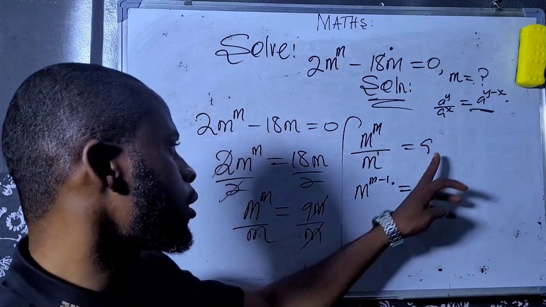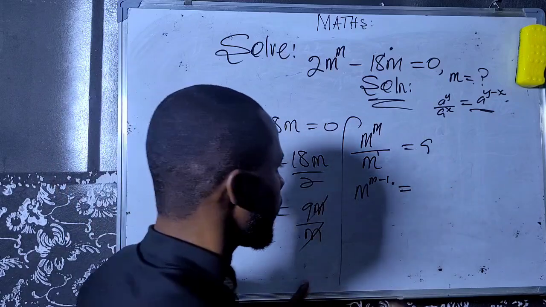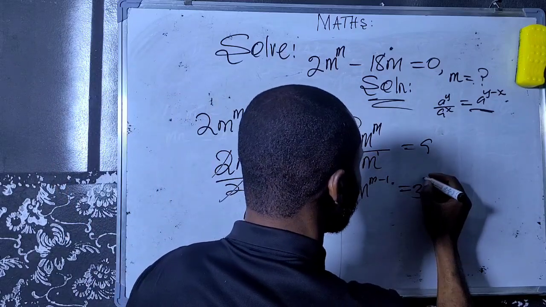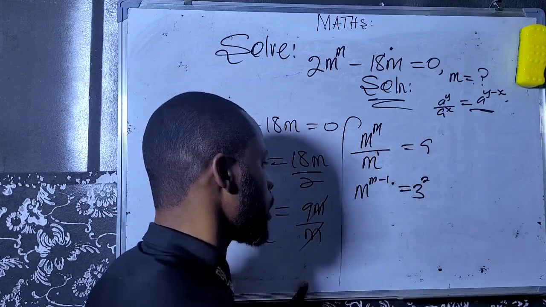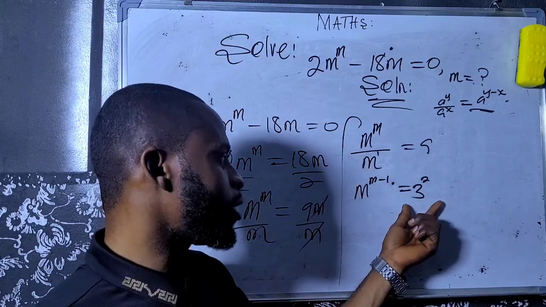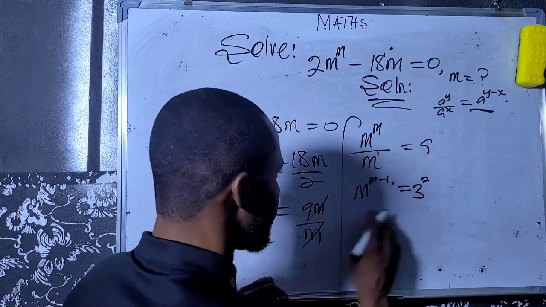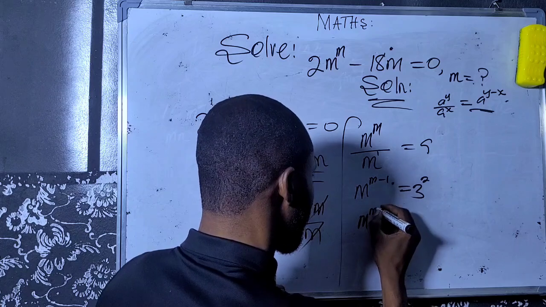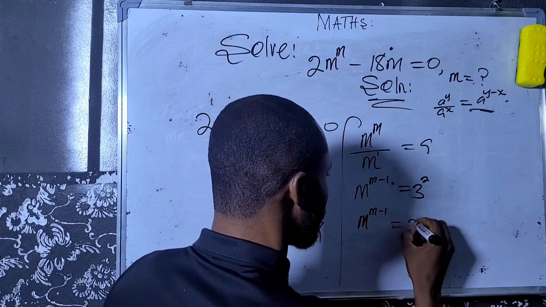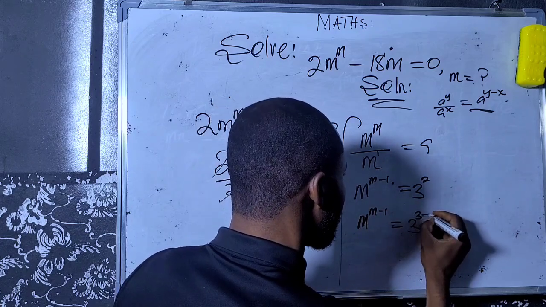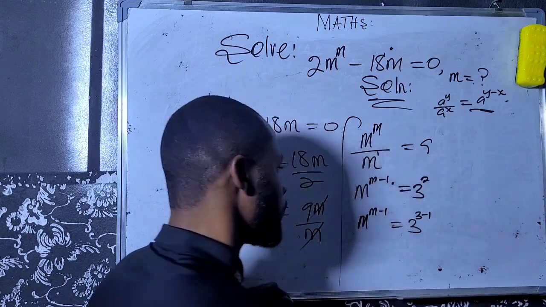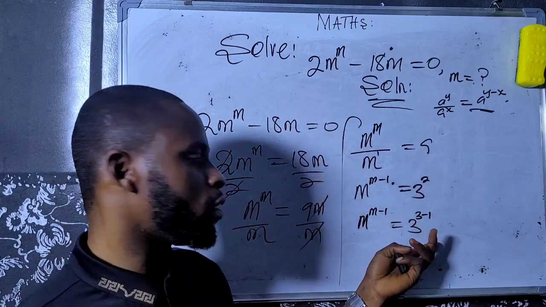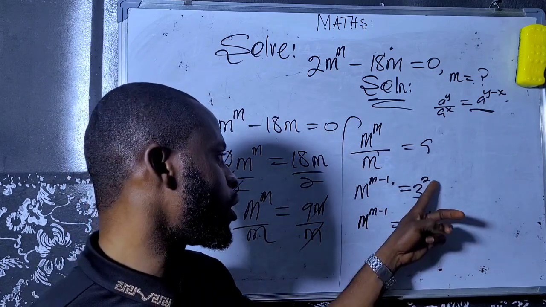We can also express 9 in base 3. Now we have 3 to the power of 2, that will give us 9. Then here we can still do something. Now watch out, I'm going to rewrite this like this, that m to the power of m minus 1 equals 3 to the power of 3 minus 1. I'm not wrong if I write it this way. 3 minus 1 will still give us 2 there.